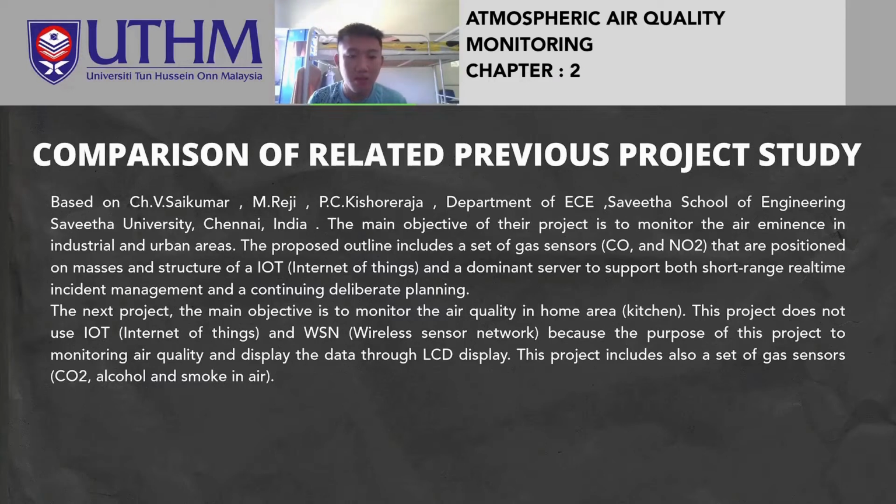and continuing deliberate planning. Next project, their main objective is to monitor air quality in home areas such as the kitchen. This project does not use IoT, but it is using WSN, because the purpose of this project is to monitor air quality and display the data through an LCD display.